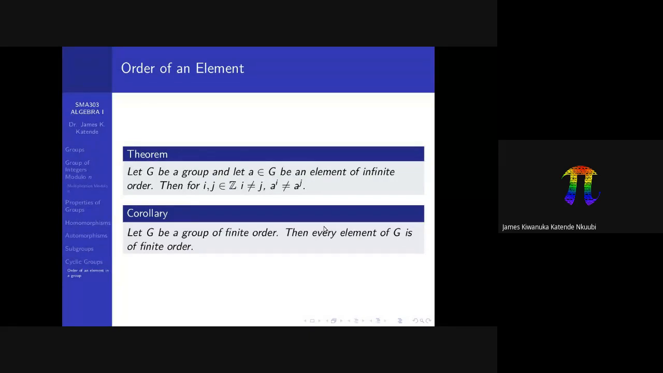Then as a consequence, if G is a group of finite order, then every element of G will be of finite order. So you can try to prove these two. I have not done the proofs, so this is something you can try to do yourself. Try to prove this.